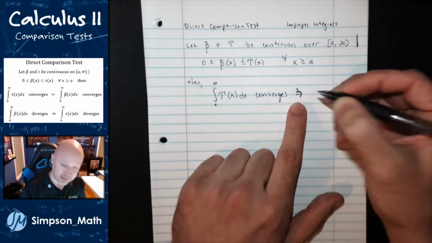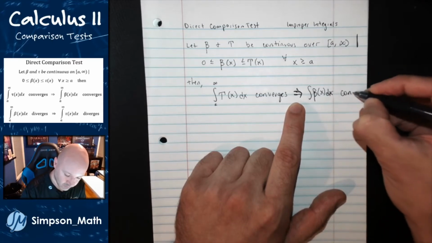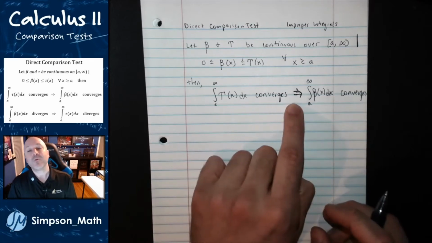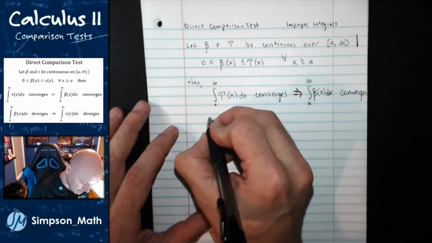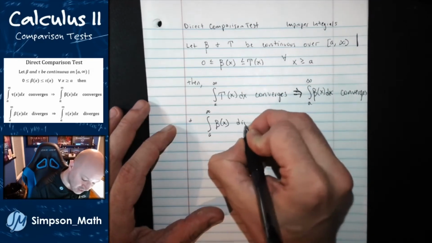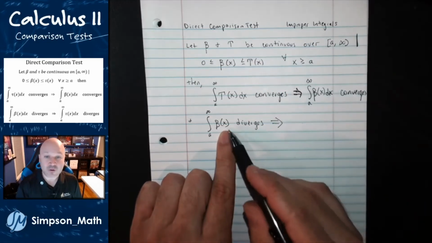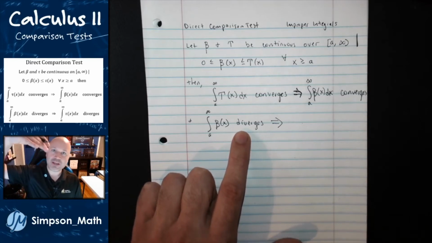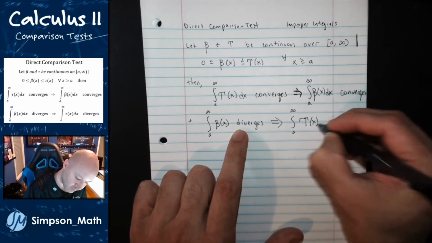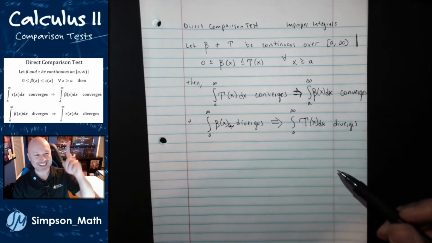Little arrow, like implies. So the integral of a larger function that converges implies that the smaller function also converges. And we can say that similarly if the smaller function, beta, diverges. So I have a function that's smaller than tau, and the smaller function adds up to infinity. Well, if I make that any bigger, it too will diverge. I wrote sloppy here, but I have it nice in type form above me.